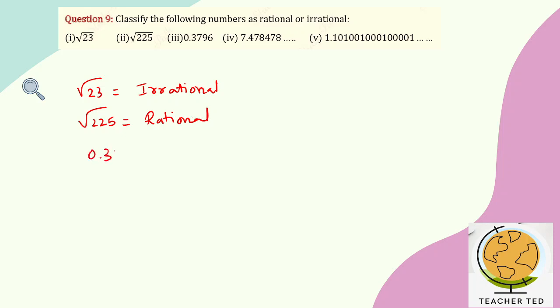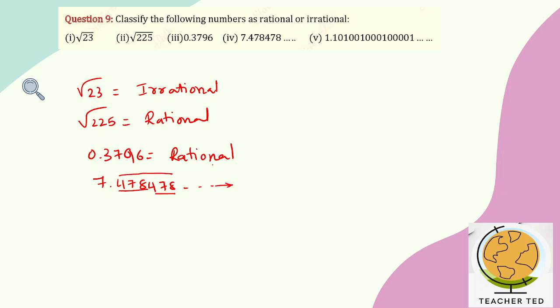Next, 0.3796 is a terminating one. We know the definition of rational numbers. The property of rational numbers says whichever number's decimal expansion terminates, that number is called rational. Next, 7.478478. Carefully observe this problem. 478 and 478 are repeating, and it goes on like this. We can write 0.478478 again with a whole bar.